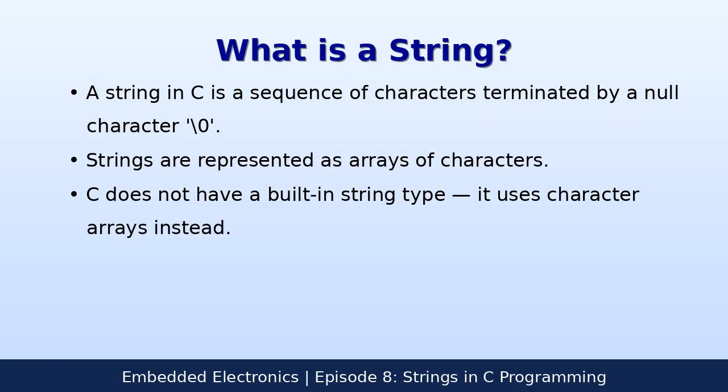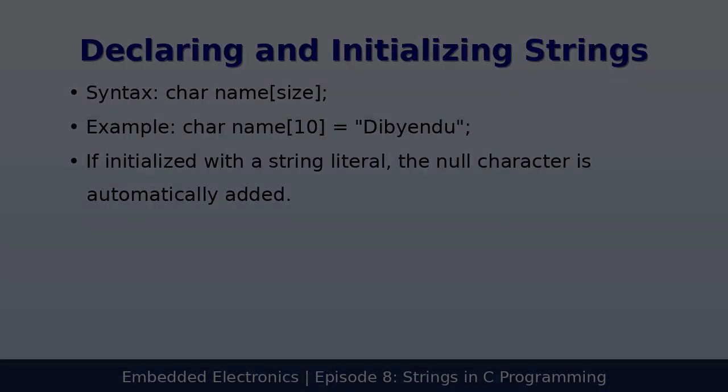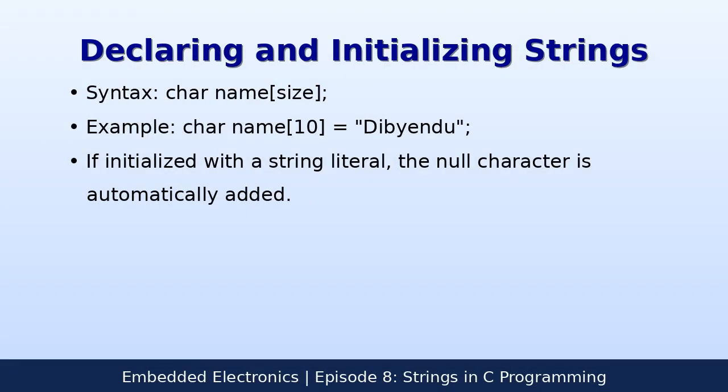In C, a string is a collection of characters stored in a character array, ending with a special null character \0. Strings are used to represent text. To declare a string, write char followed by the variable name and size in square brackets. You can also initialize a string with a quoted text, and C will automatically add the null terminator at the end.